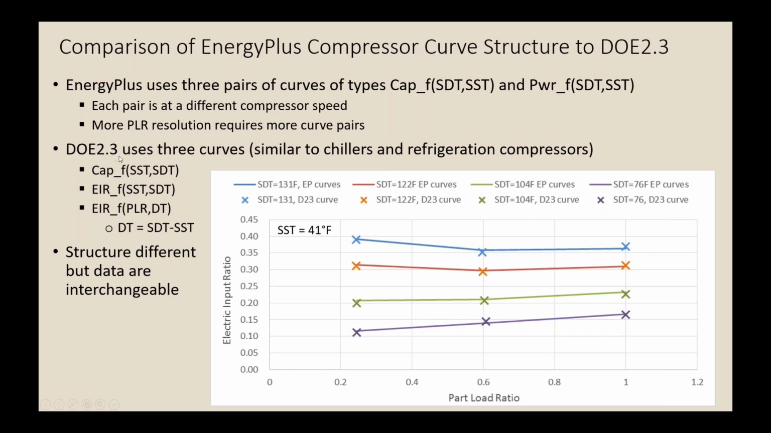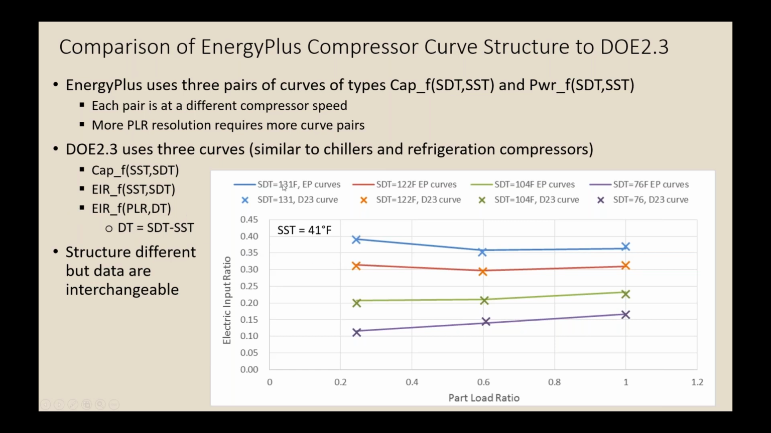And DOE-2.3 has a little different approach. In DOE-2.3 there are 3 curves. There's no pairing to speeds. The speed part of it is handled in the last curve, which is the part load ratio curve, and then capacity and EIR are handled in the first 2 curves. This is similar to what's done with chillers in DOE-2 and with refrigerant compressors in DOE-2. But we wanted to make sure that this approach was compatible with EnergyPlus.